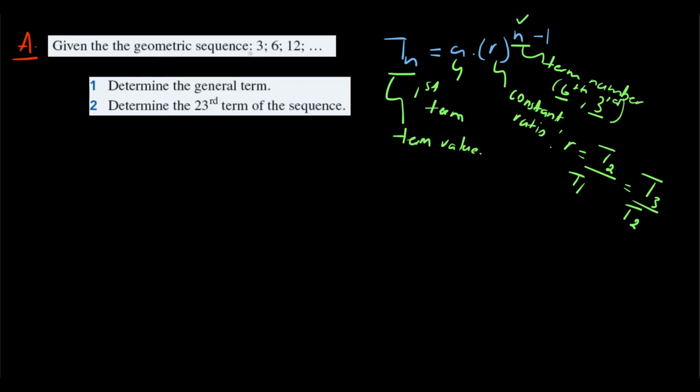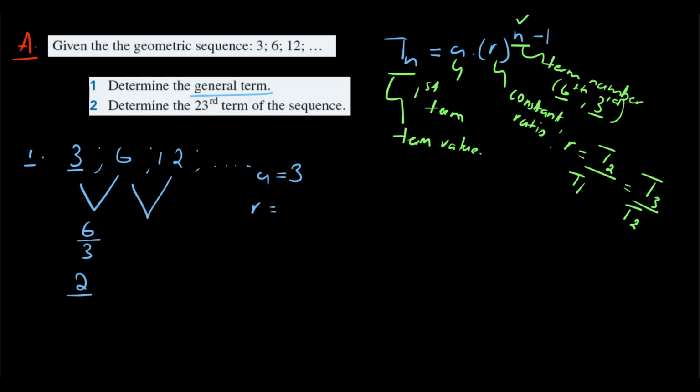We're given the geometric sequence 3, 6 and 12, and it continues, and we're asked to calculate the general term. General term means we need to find what a is and what r is. Our a is given: a equals 3. We need to calculate our common ratio r: 6 divided by 3 gives us 2, and 12 divided by 6 gives us 2. Which means our common ratio is 2.